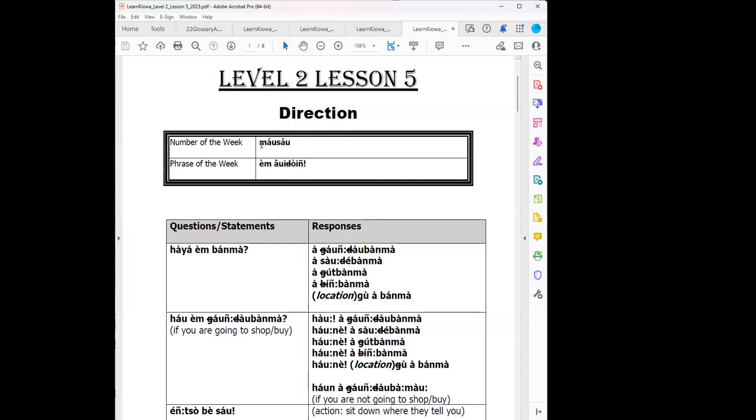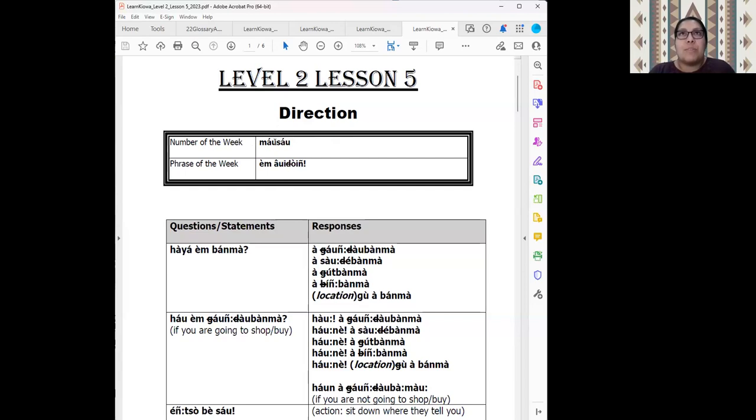Okay, lesson 5. Can you see my screen? All right. So we have first the number of the week for lesson 5. We have ma saw. And then phrase of the week, aim oi doi. So ma saw. What number is that? Ha o te.